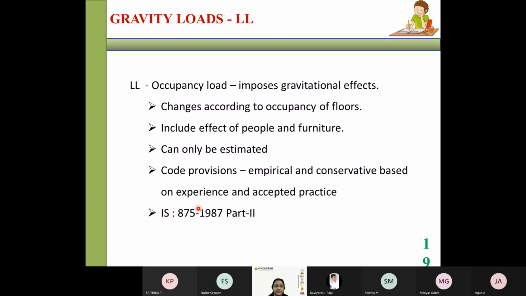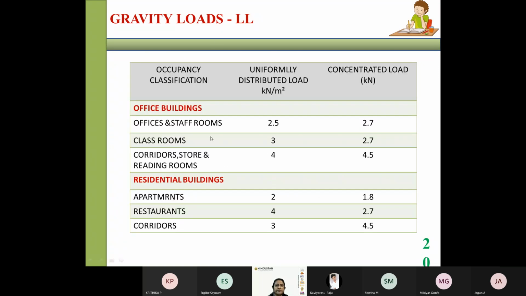So this IS code is empirical and conservative, based on experience and accepted practice. The codal provision values are based on experience and accepted practice. So for some of the codal provisions, you can refer to this code.